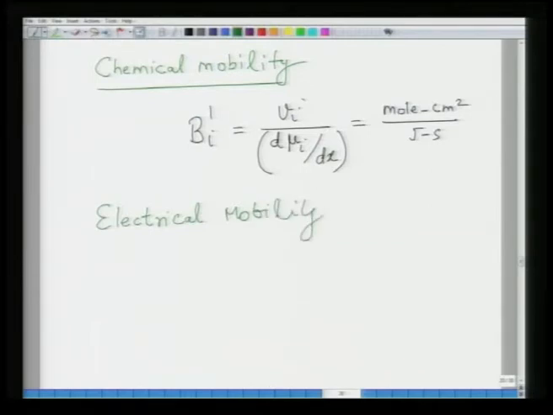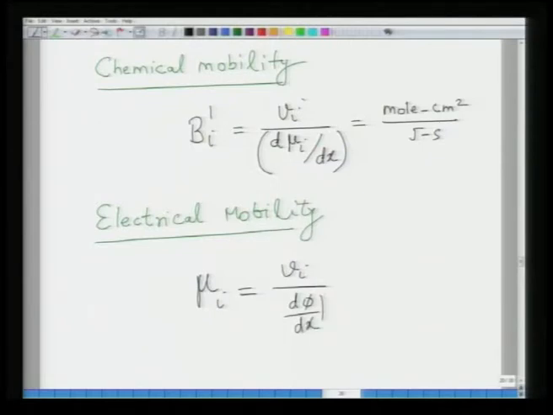In case of electrical mobility, it is defined as mu i, which is equal to Vi divided by d phi by dx, which is the force due to applied voltage, or the electrical force. The units of this are basically centimeter per second divided by volt per centimeter, or centimeter square per volt second. So, these will be the units of electrical mobility.